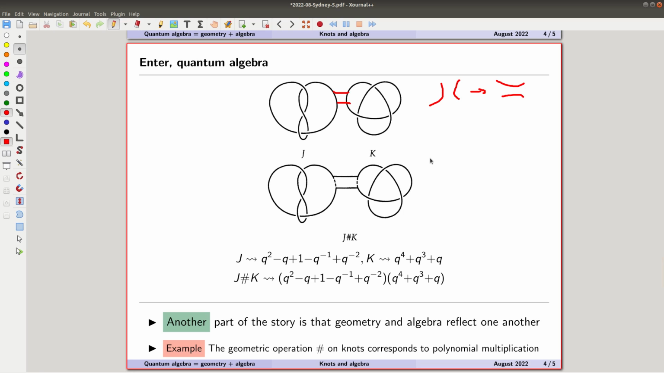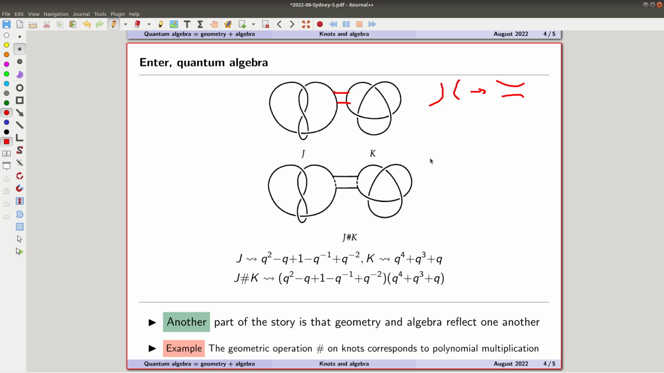The operation is called hash, whatever. So j hash k. And it turns out if j has a certain polynomial and k has a certain polynomial, well, what can we do with polynomials? We can multiply polynomials, and this operation is a multiplication on knots, and the polynomial you get is a multiplication of the polynomials. There's something similar for addition and other properties for polynomials.